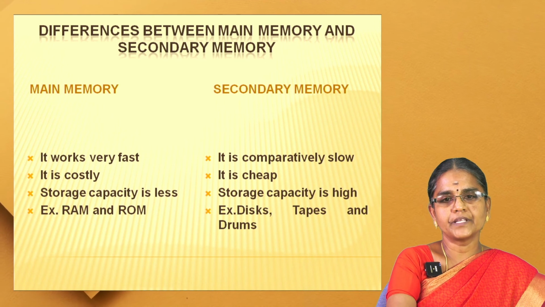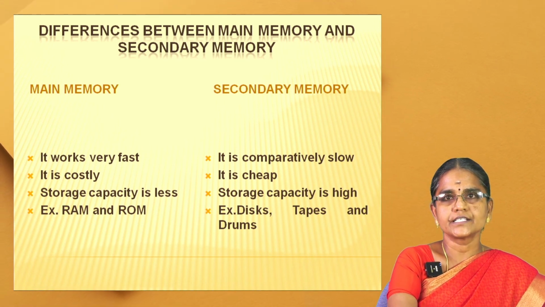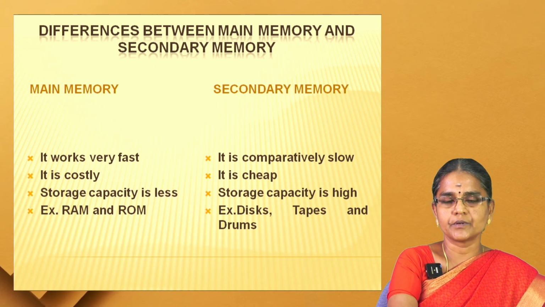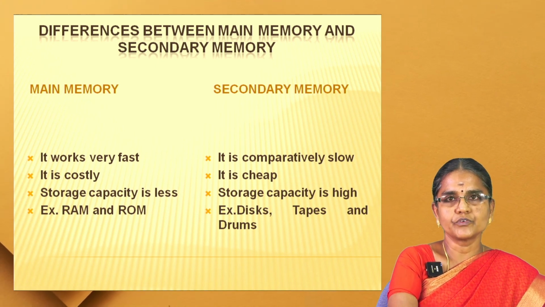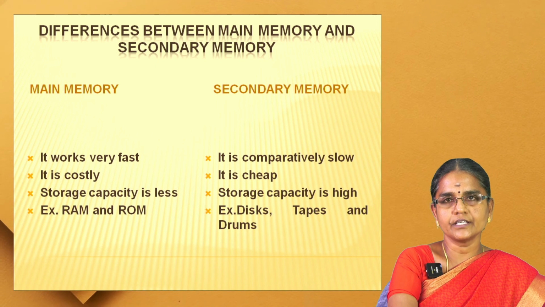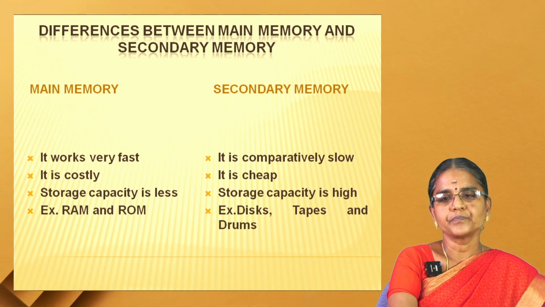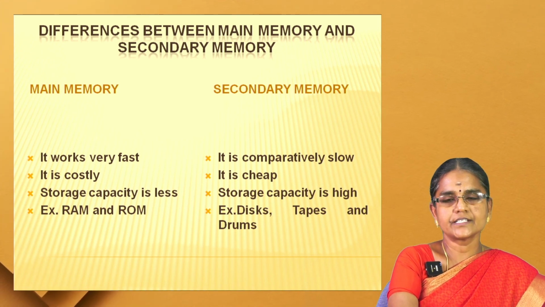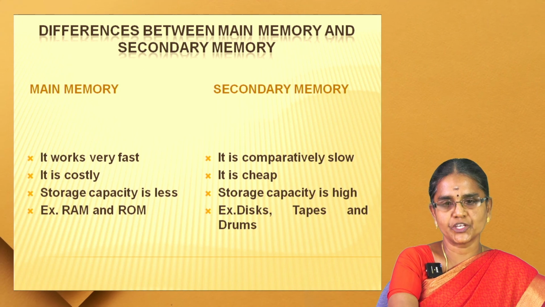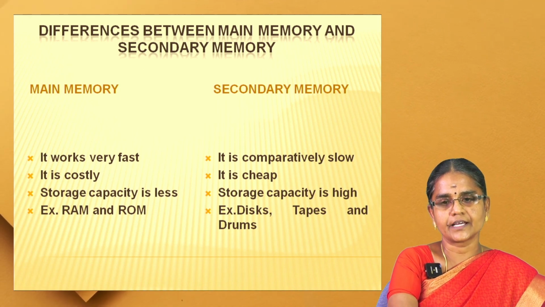In the memory part, it has two classifications. It is main memory and secondary memory. Main memory works very fast, it is costly, storage capacity is less. Examples are RAM and ROM. Secondary memory is comparatively slow, it's cheap, storage capacity is high. Examples: disk, tapes and drums.